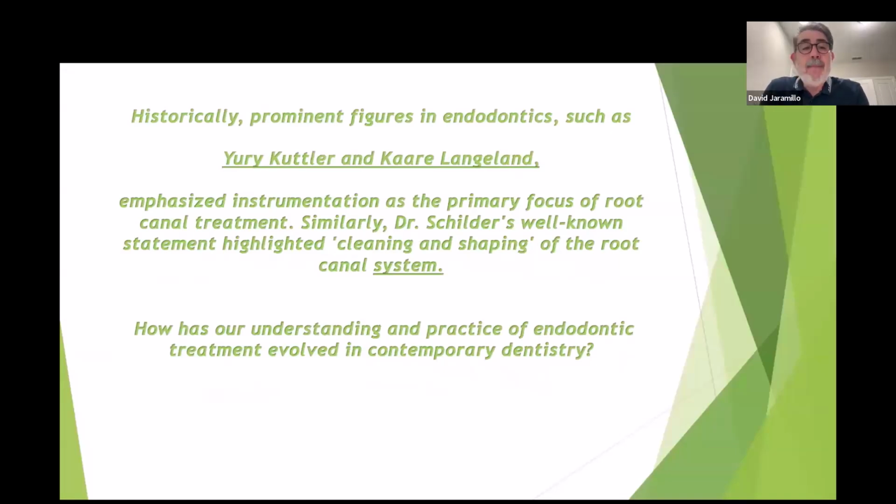Historically, prominent people like Judy Cutler and Corey Langeland emphasize that the instrumentation is the primary focus of root canal treatment. But at the same time, Dr. Schilder, whom we all know very well, claimed the cleaning and shaping of the root canal system. So he was talking about the system itself, but Dr. Cutler, Judy Cutler, and Corey Langeland were more focused on what we really can do.